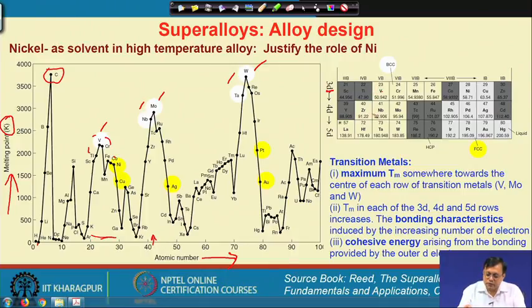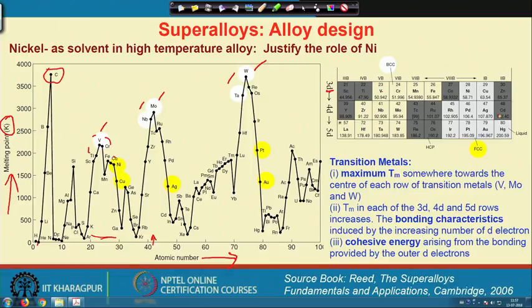Here, let us say zirconium, niobium, molybdenum, and if you go towards this side, actually the d orbital electrons are increasing, and the d orbital electron signifies the bonding characteristic. So, from here if you go towards this side, the melting temperature is increasing. This is the symbol that if you go to this side, then automatically the bonding becomes stronger, or let us say the cohesive energy is higher, that is for sure.